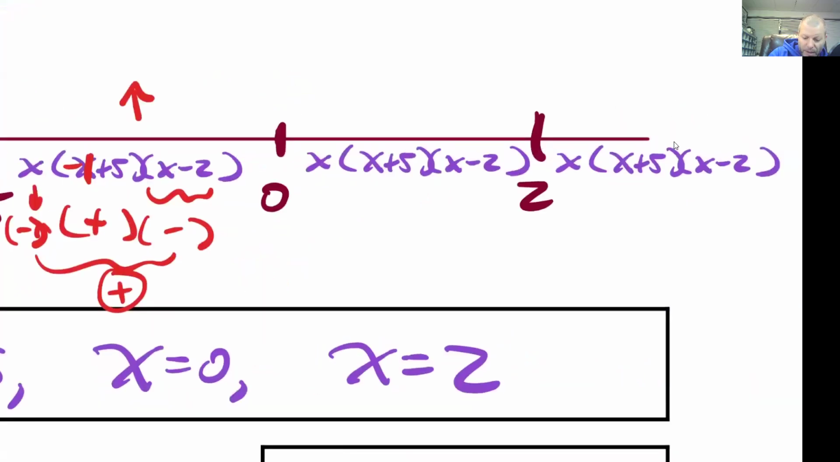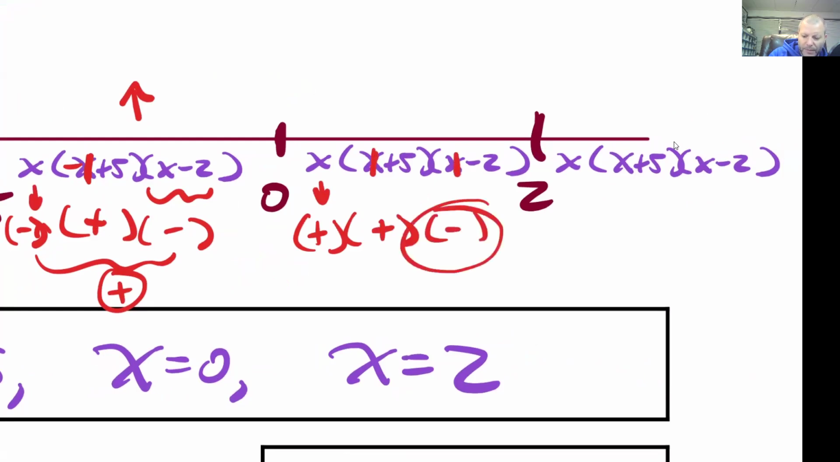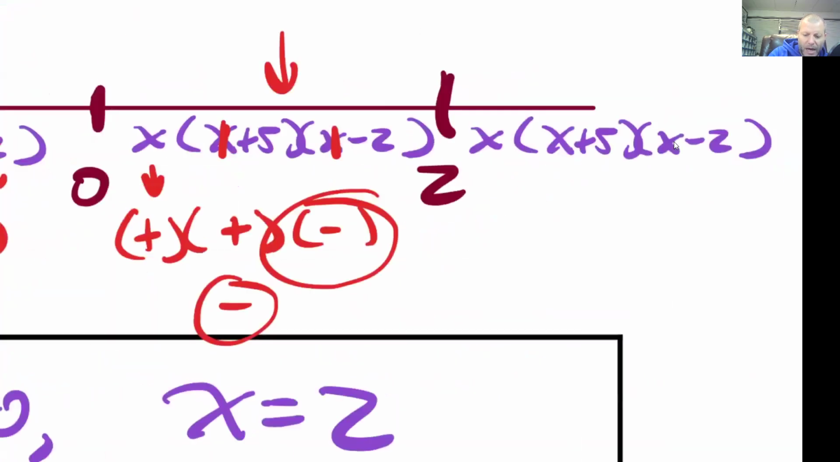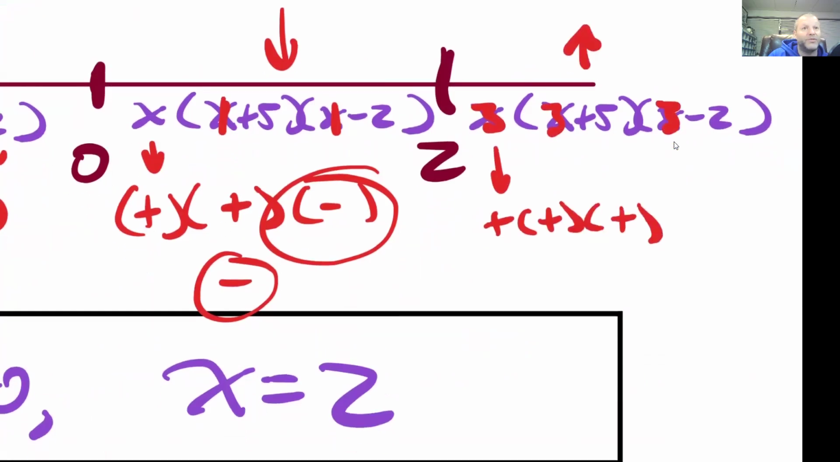If I throw something between 0 and 2, like say 1, positive, 1 plus 5 is also positive, 1 minus 2 is negative, right? So only one negative. So our function is going to be decreasing. And then if I throw something in greater than 2, we're going to get a whole bunch of positives, like 3. So that's going to be a positive. 3 plus 5 is positive. 3 minus 2 is positive. Bunch of positives. So we're going to be increasing.